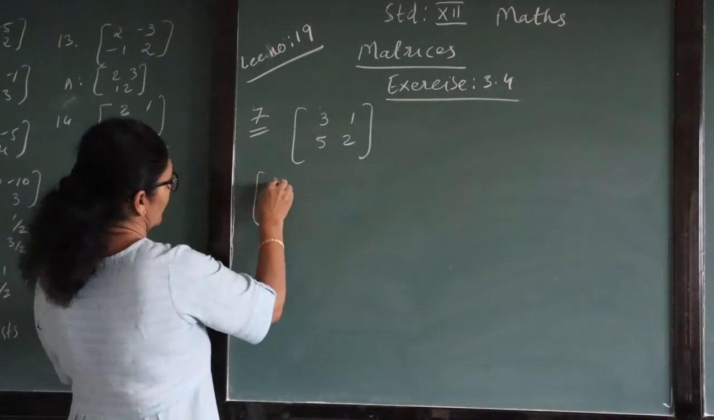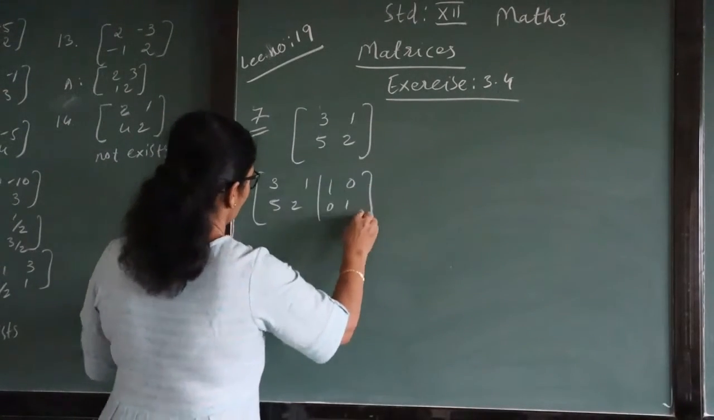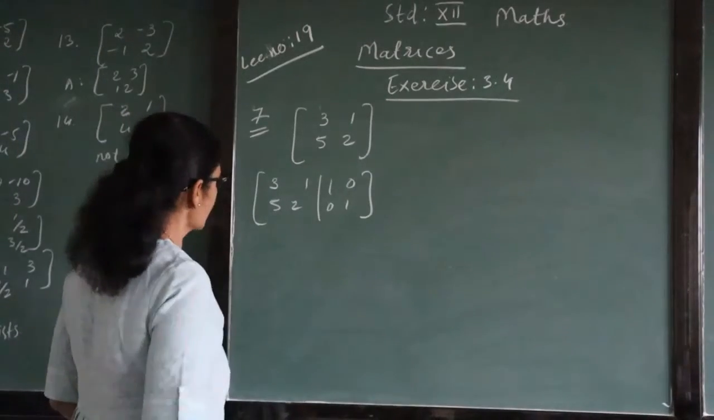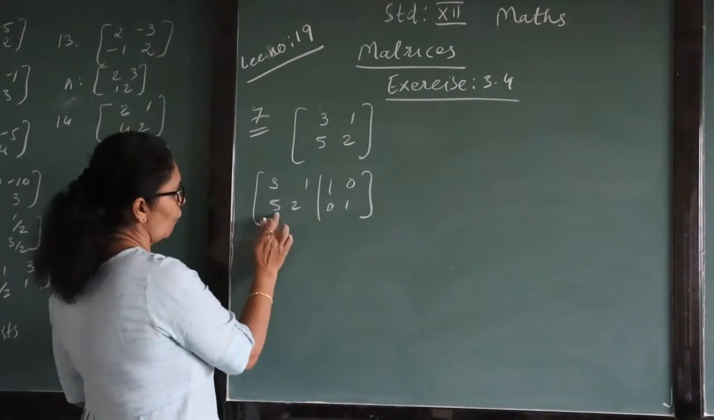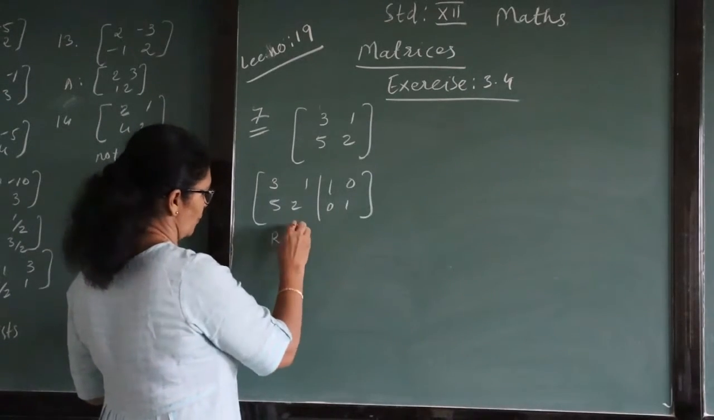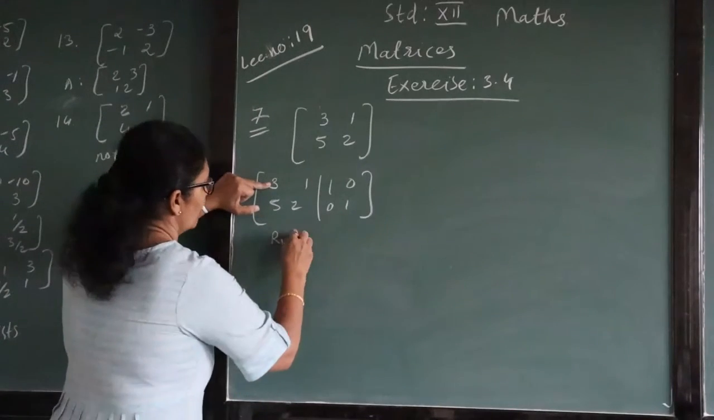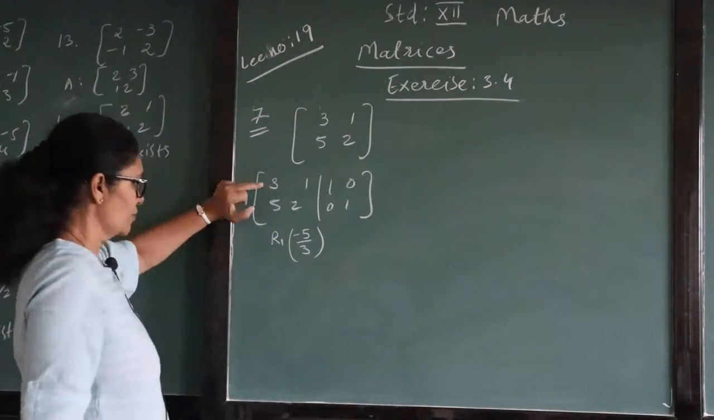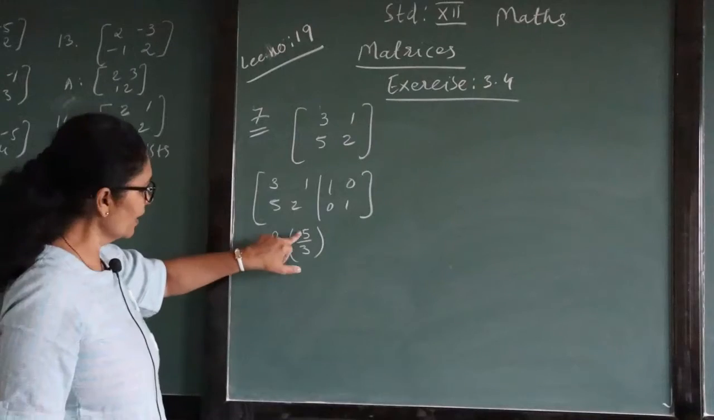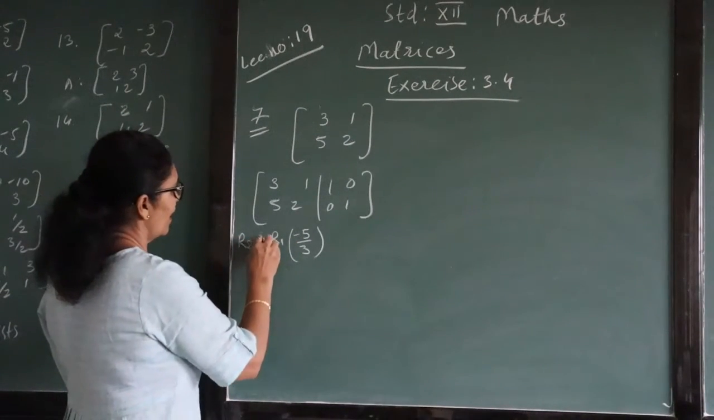Okay, so first how can we write? 3 1 5 2. Our condition is the same. We have to write the identity matrix. Now check. We don't want this 5. So first we divide our first row by 3. If we divide by 3, you get 1 here, but we want to subtract with 5. So R1 will be multiplied by 5 by 3, and then we will add in R2.